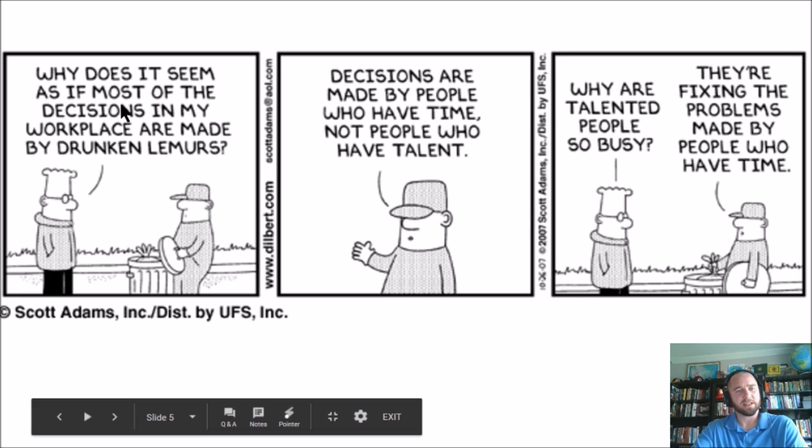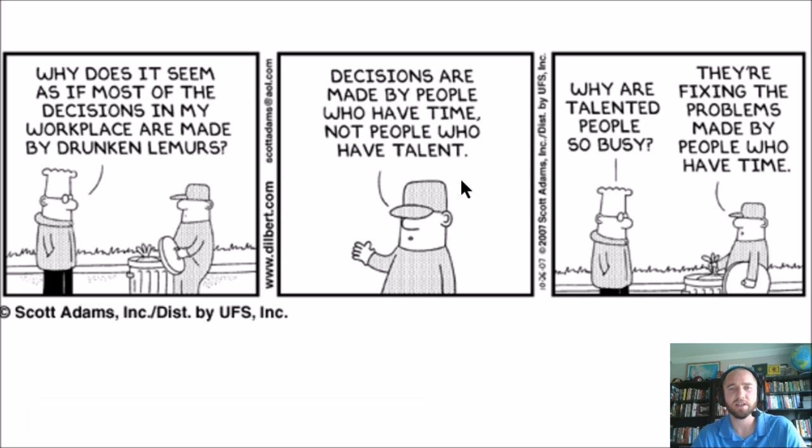"Why does it seem as if most of the decisions in my workplace are made by drunken lemurs? Decisions are made by people who have time, not people who have talent. Why are talented people so busy? They're fixing the problems made by people who have time."